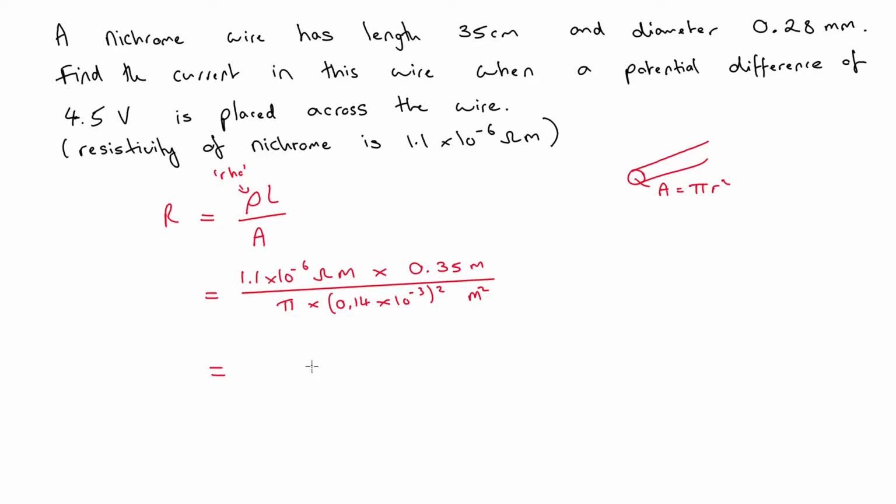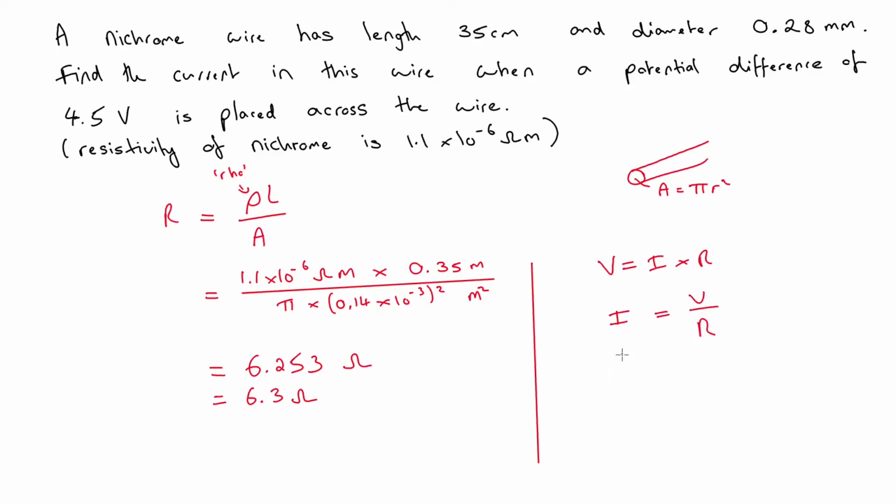So let's work down here. We'll come out with an answer of 6.253 ohms, which really, because the data in the question was given to two significant figures, we ought to round to 6.3 ohms. Now of course when we've done that, working out the current is trivial, because we know that V equals I times R. So I, current, will equal the potential difference divided by the resistance.